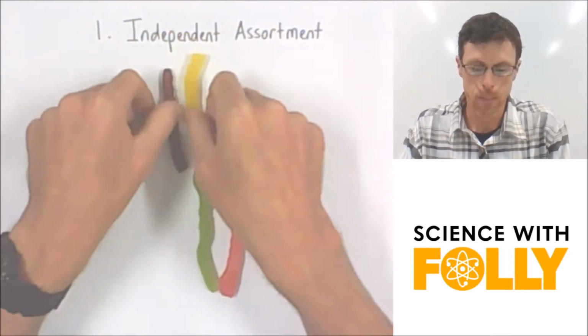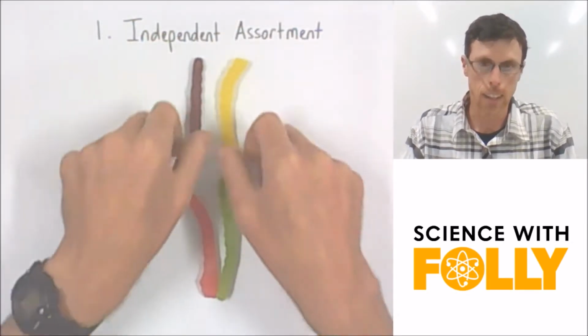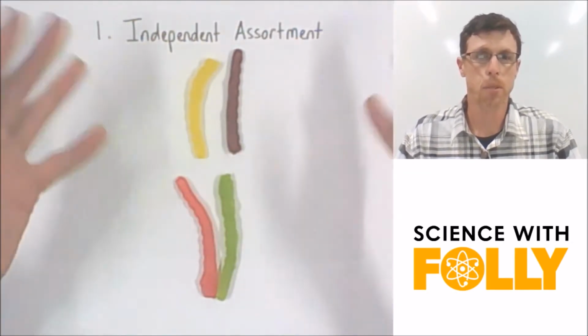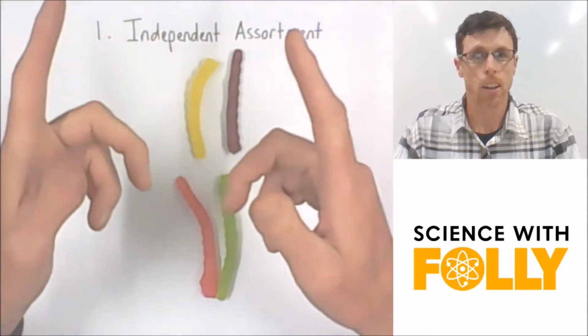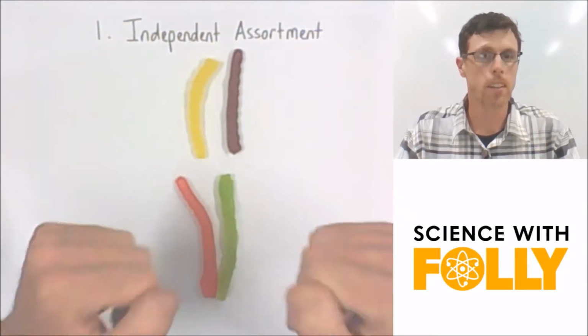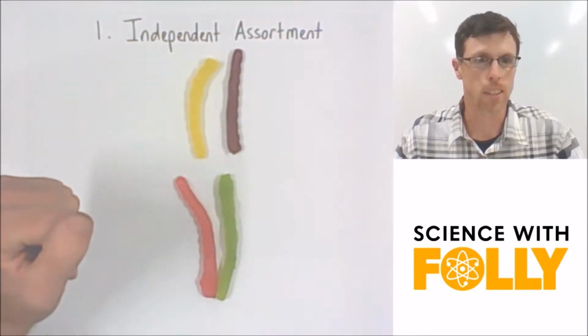Like that, like that, like that. There are a number of different possible combinations. And obviously, the more chromosomes there are, the more combinations there are too.